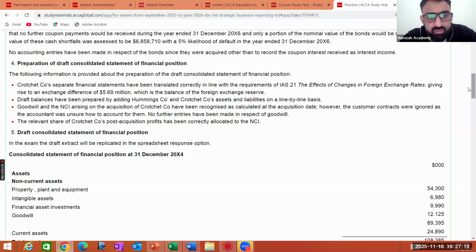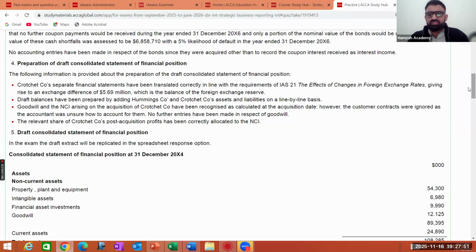The draft balance sheet has been prepared by adding H company and C company assets and liabilities on a line by line basis. Goodwill and NCI on acquisition of C company have been recognized as calculated at the acquisition date. However, the customer contracts were ignored as the accountant was unsure how to account for them. No further entry has been made in respect of goodwill. The relevant share of C company's post-tax profit has been correctly allocated to NCI.